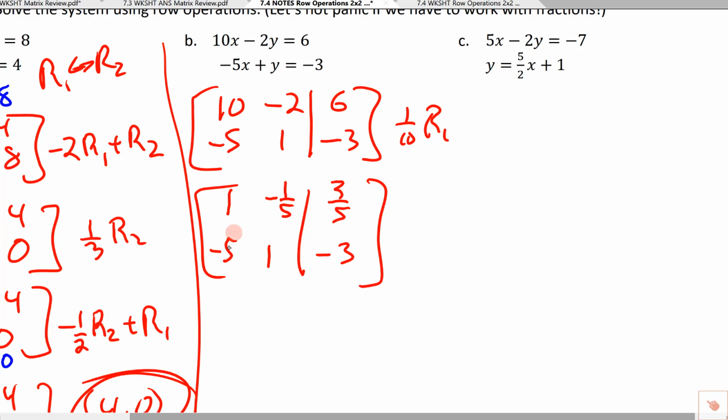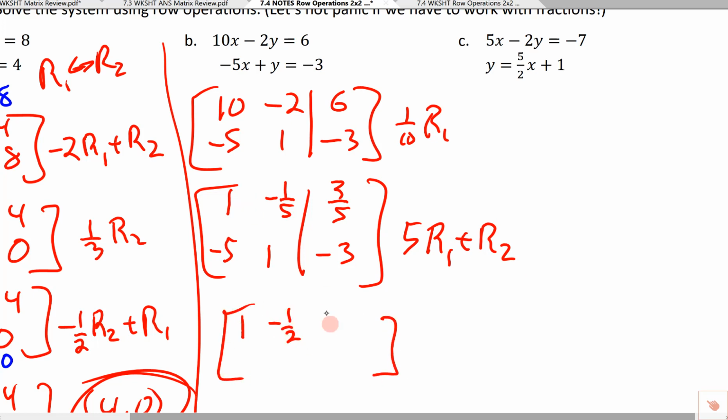Okay, Zach, what do I add to a -5 to make it a 0? 5. So we're going to take a 5 and we're going to multiply it by the row with the 1 in it, which happens to be row 1, and we're going to add it to row 2. So the row that's not going to change is the first row. So that's a 1, a -1/5, and a 3/5. Thanks for reminding me about the line. I'm going to multiply row 1 by a 5, so I get a 5, a -1, and a 3.